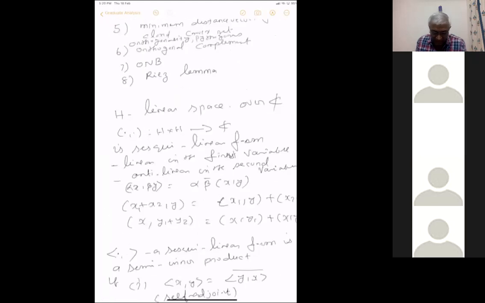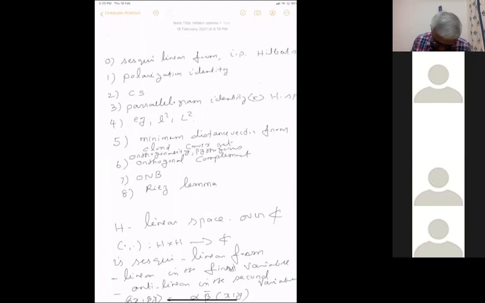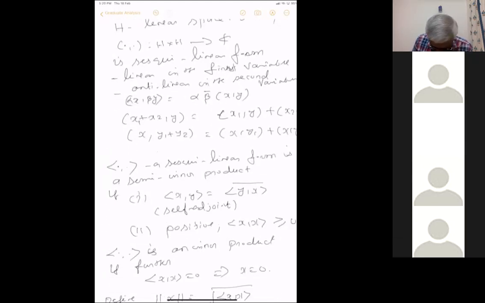Okay, so these are very basic things. Now we come to something important. Now still I haven't proved it's a norm. So for that we need the following inequality: the Cauchy-Schwarz inequality.